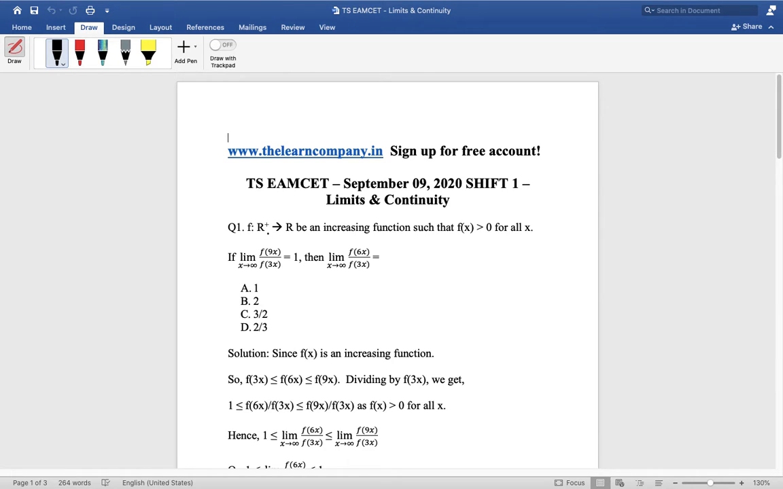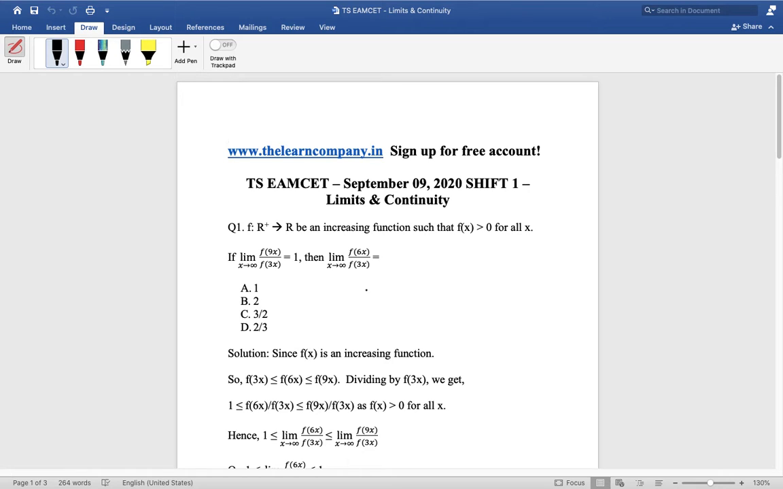Let f from R plus to R be an increasing function such that f of x is greater than 0 for all x. If the limit as x tends to infinity of f of 9x divided by f of 3x is equal to 1, then the limit as x tends to infinity of f of 6x by f of 3x is equal to what?